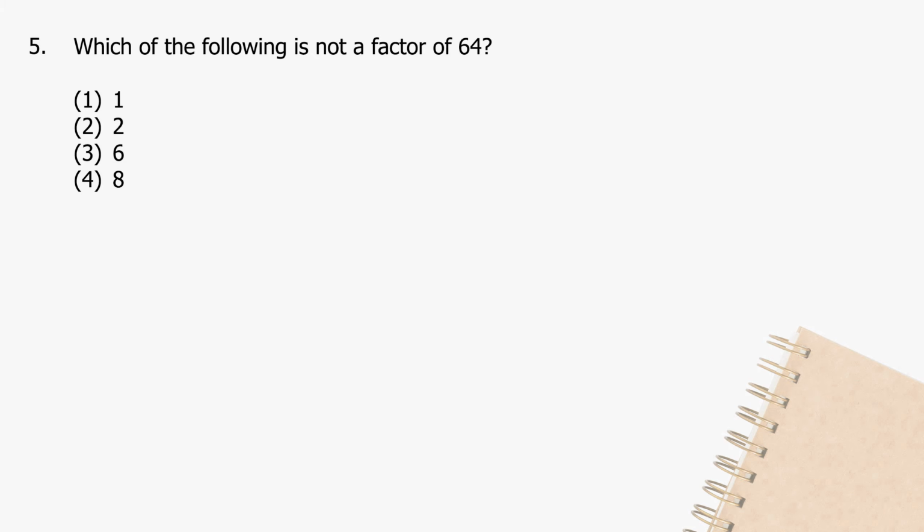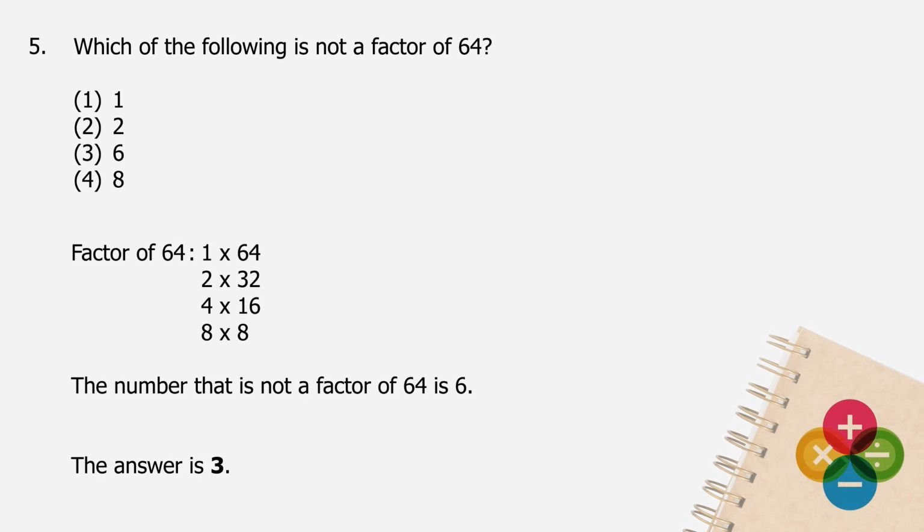Question 5. Which of the following is not a factor of 64? The factors of 64 will be 1, 2, 4, 8, 16, 32, and 64. The number that is not a factor of 64 is 6. The answer is 3.